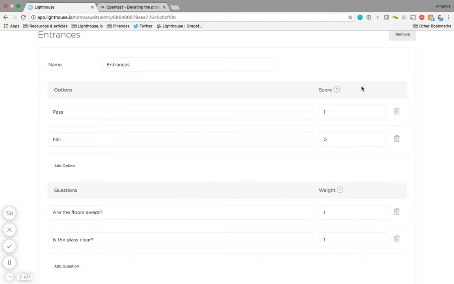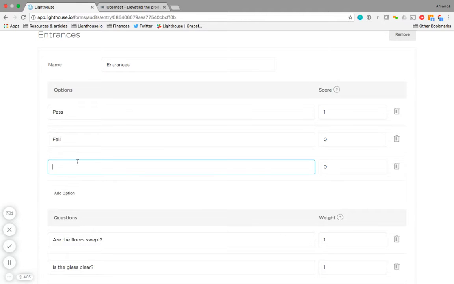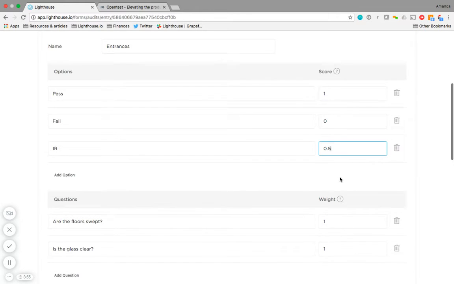A score is the value of the question in its own context. So, for example, if we answer the question, are the floors swept? And the answer is yes, that's going to get a score of pass. And that means it'll get 100% of the total score. Scores can be values between 0 and 1. If I were to add another option here, say we wanted to allow them to say is improvement required, I can give that a score of 0.5 and say that is worth 50% of the total weight of the question.